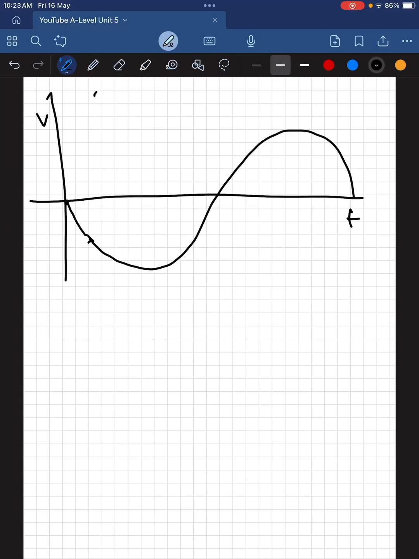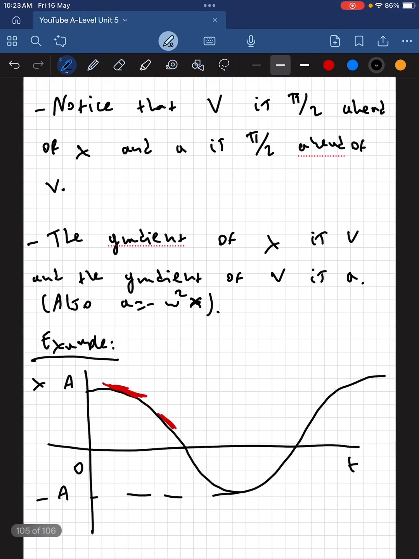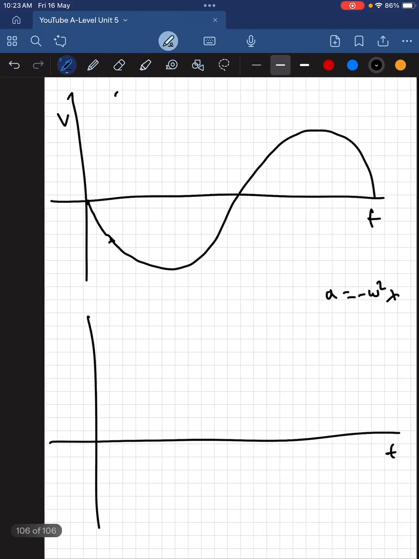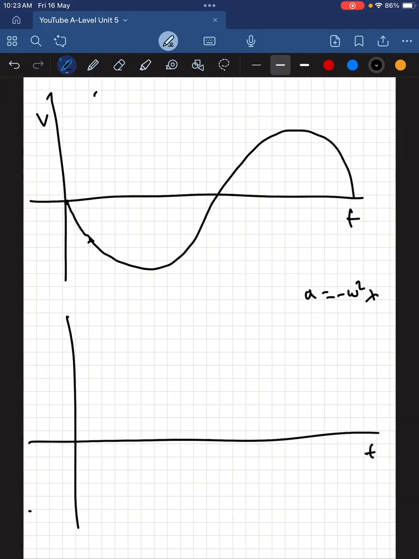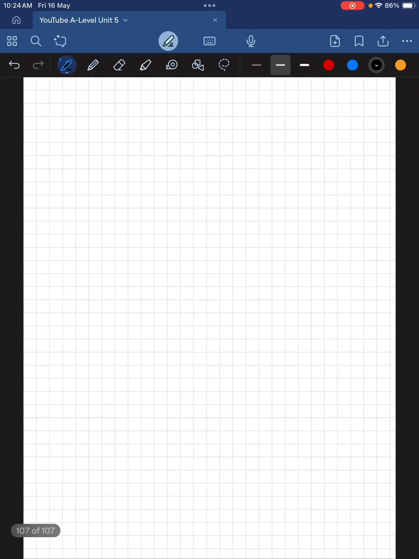Now, how about the acceleration? Remember that the acceleration is minus omega squared times x. So it's going to look exactly like the displacement graph, like this graph, with the sign reversed. What does that mean? That it will start at a negative acceleration. So it's going to look like this. Okay, so this is another thing to keep in mind.